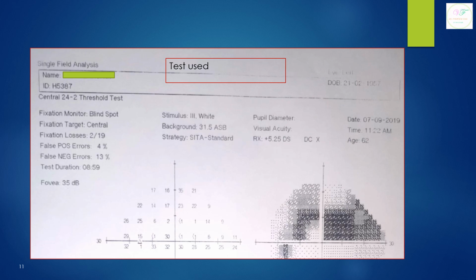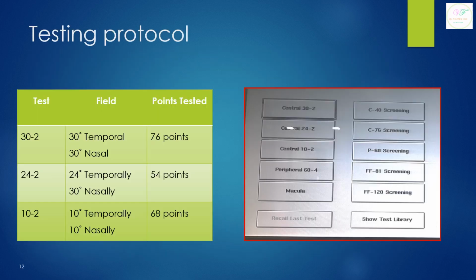Next you have to look at the test used, and in this it is the central 24-2 threshold test. Now there are various protocols which you can use, like the 30-2, 24-2 and the 10-2. So what is the importance of this? In 30-2, a 30 degrees temporal and nasal field is tested, and the total number of points which are tested in this is 76. And in 24-2, 24 degrees temporally and 30 degrees nasally is tested. In 10-2, this is usually done when the fixation is threatened in the preliminary test, and in this test 10 degrees temporal and 10 degrees nasal field is tested with the help of 68 points.